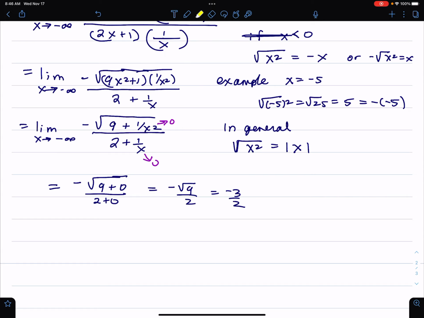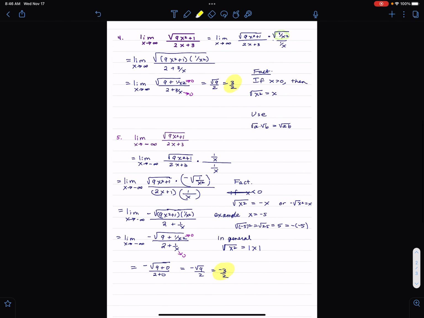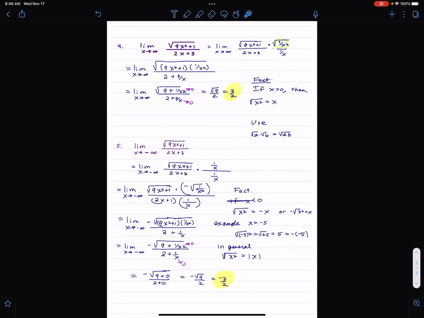If we look at this in terms of graphing the function, this function, which I have for both 4 and 5, same function, has limit 3/2 as x goes to infinity, but as x goes to negative infinity, negative 3/2. So you can think in terms of horizontal asymptotes: y equals 3/2 to the right, and y equals negative 3/2 to the left.